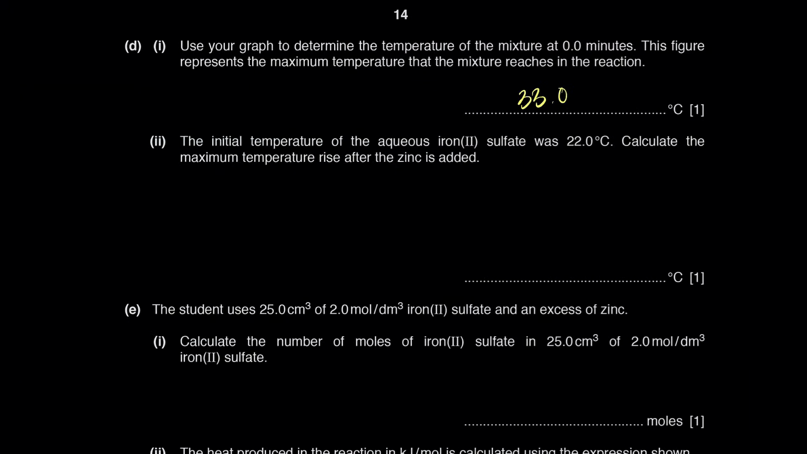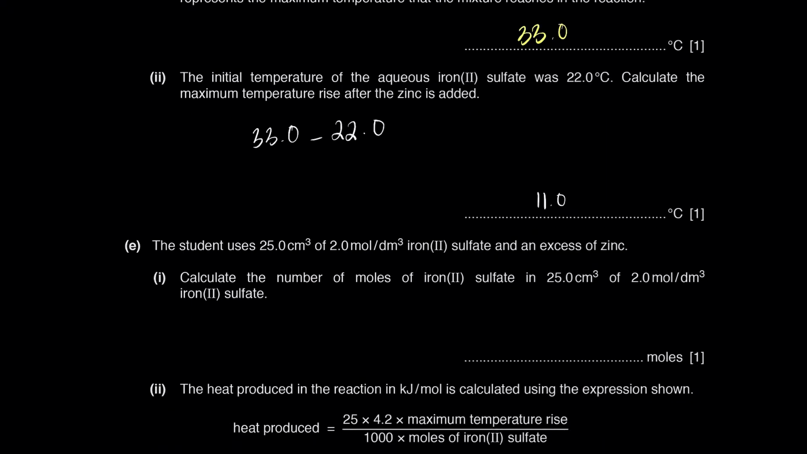Okay, moving on. The initial temperature was 22 degrees. Calculate the maximum temperature rise after the zinc was added. The final temperature was 33.0, and the initial temperature was 22.0. That's 11.0 degrees Celsius difference.